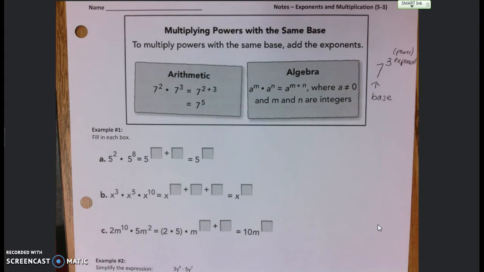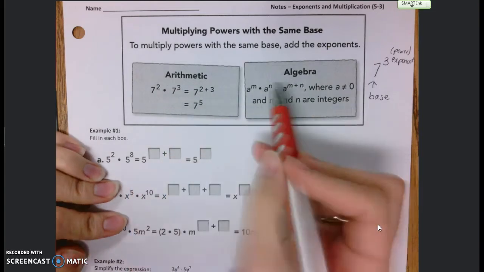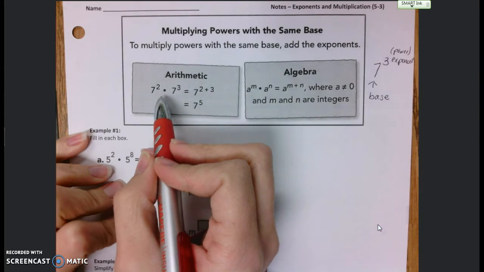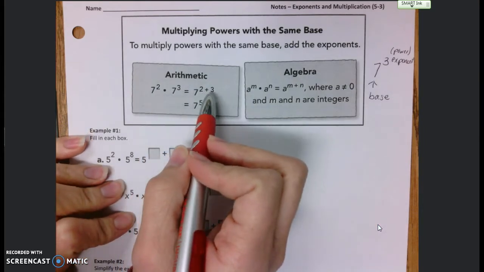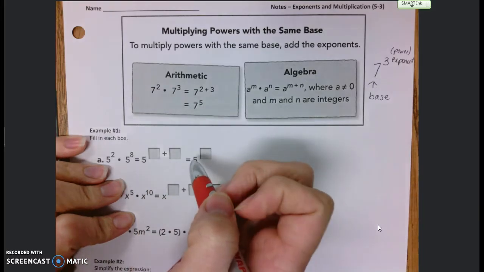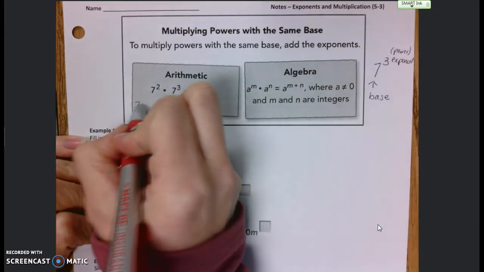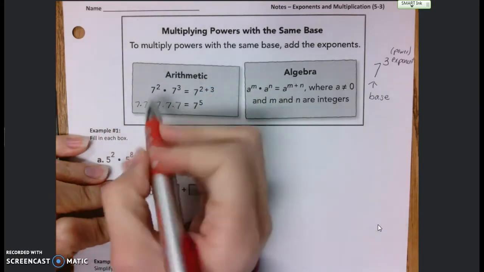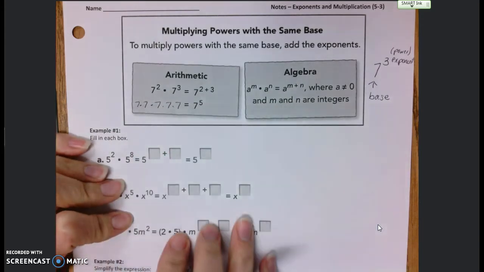So what we're learning today is a little bit of a shortcut for why we're going to do what we're doing. They're showing us with arithmetic, which means actual numbers, and algebra, which means showing math statements with letters. So if you have 7 to the second power times 7 to the third, that is equivalent to 7 to the second plus the exponent of 3, to give us 7 to the fifth. To prove this, 7 to the second in extended form is 7 times 7, and 7 to the third is 7 times 7 times 7. So in extended form, that's 5 7s being multiplied, which is the same thing as 7 to the fifth.